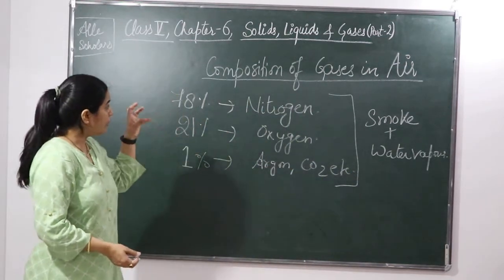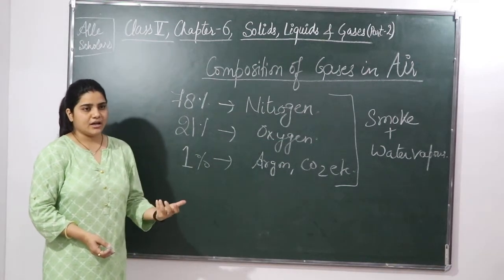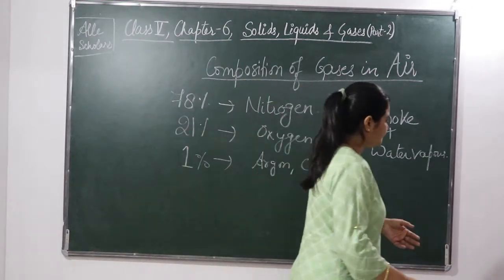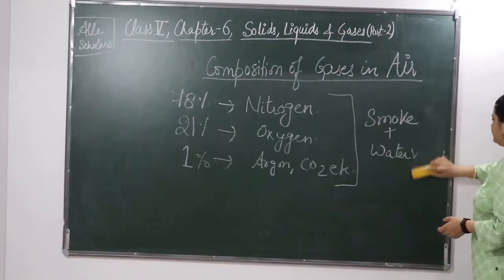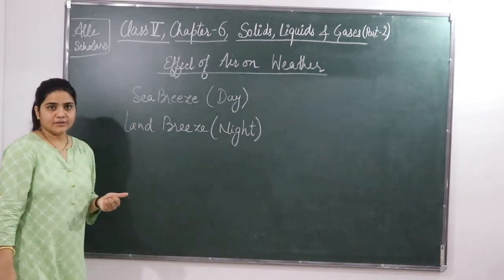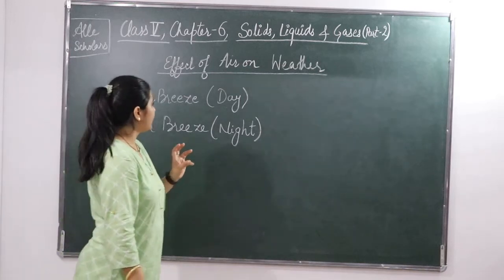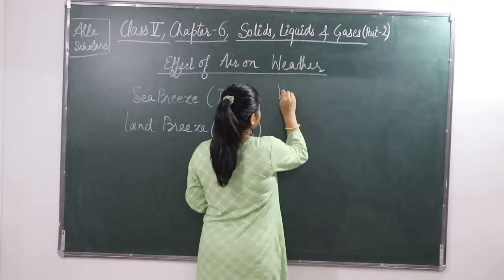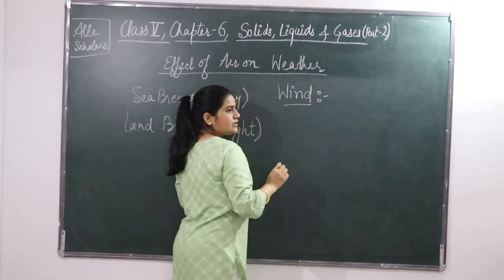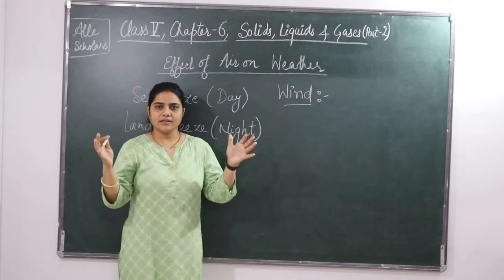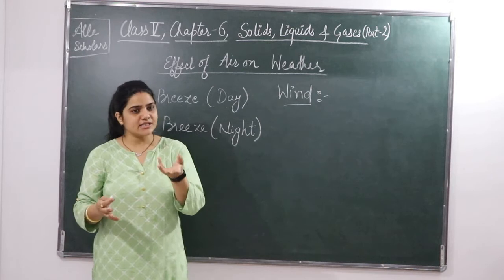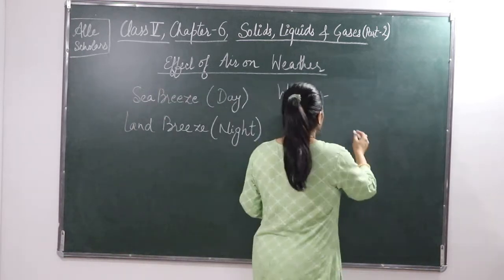Now we will see how this composition of air affects our weather, our atmosphere. Now we are going to discuss the effect of air on weather. Before discussing, let's see what wind is. Wind is the air that is blowing in our atmosphere. When air is blowing in the atmosphere, it creates wind.